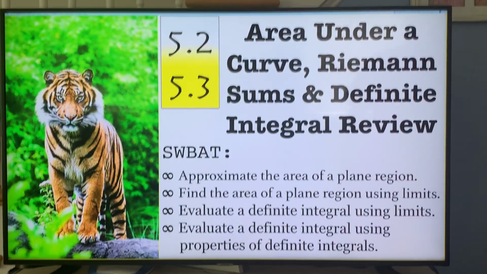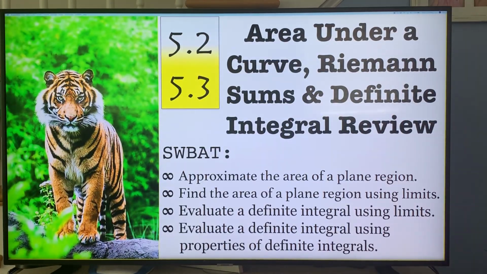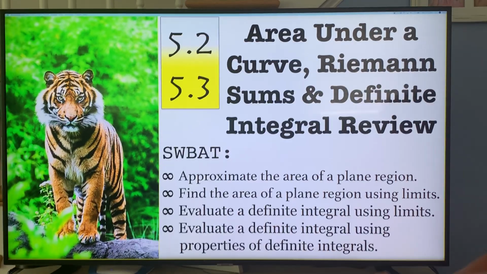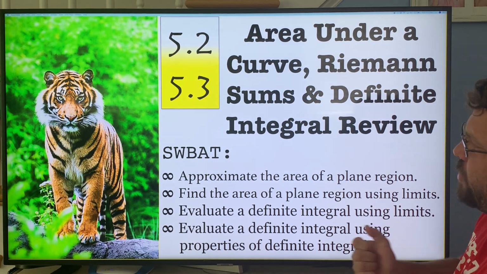Welcome back. Welcome to the review of the area under a curve, Riemann sums, and the definite integrals. Now, this covers 5.2 and 5.3.